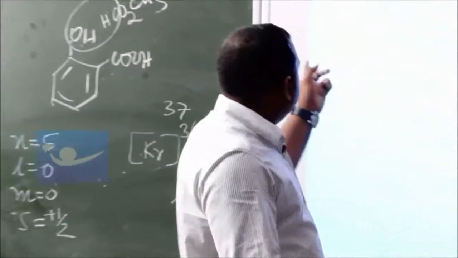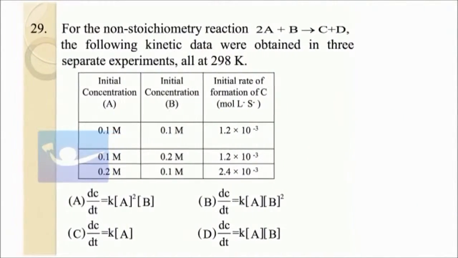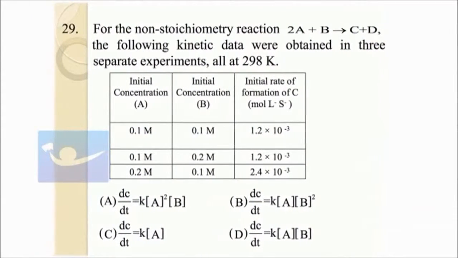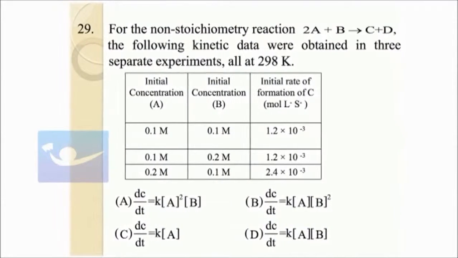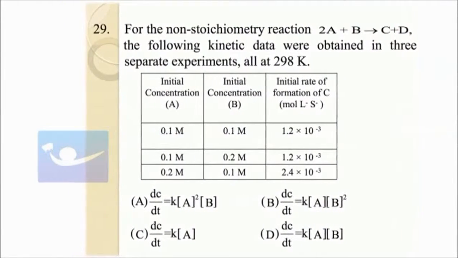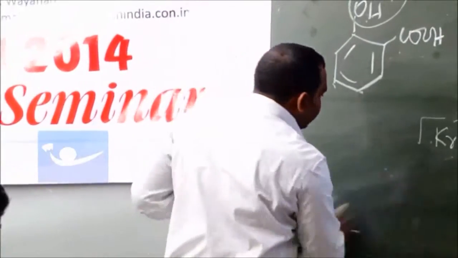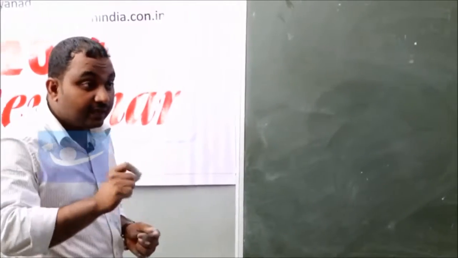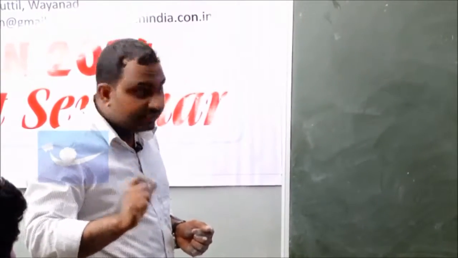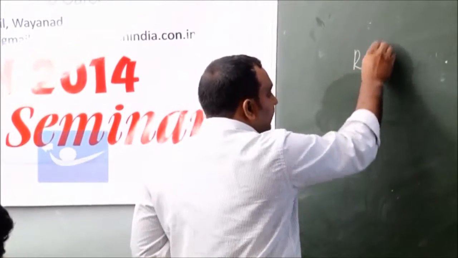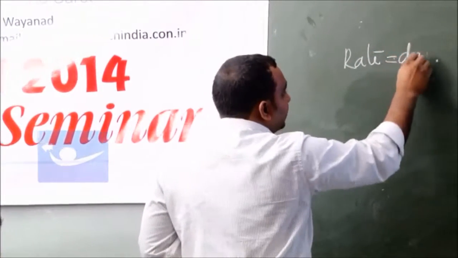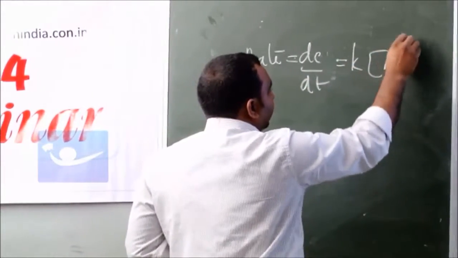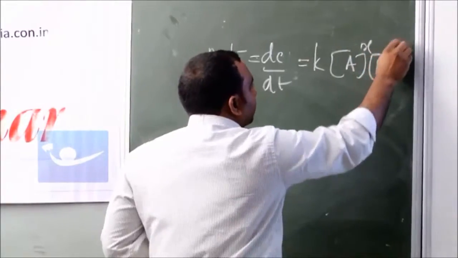Okay. So for the non-stoichiometry reaction, 2A plus B gives C plus D. Now they say that they are not clear about the stoichiometry. The following kinetic data were obtained in 3 separate experiments, all at 298 Kelvin. So first, in order to solve this, we will write down an approximate rate equation. That is, rate is equal to dC by dt is equal to K into molar concentration of A raised to X into molar concentration of B raised to Y.